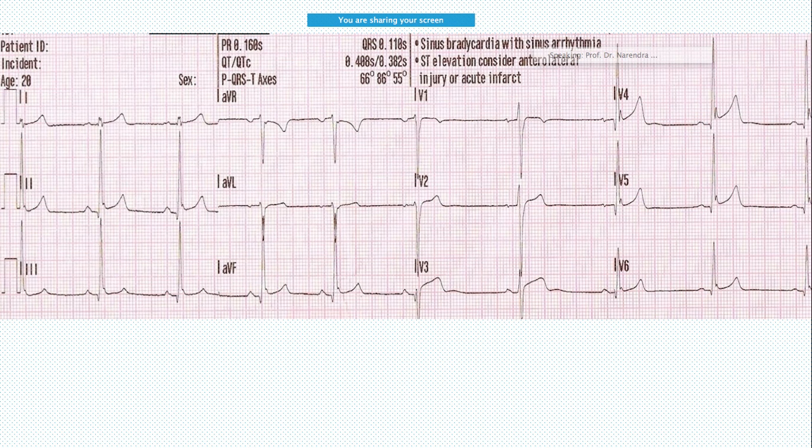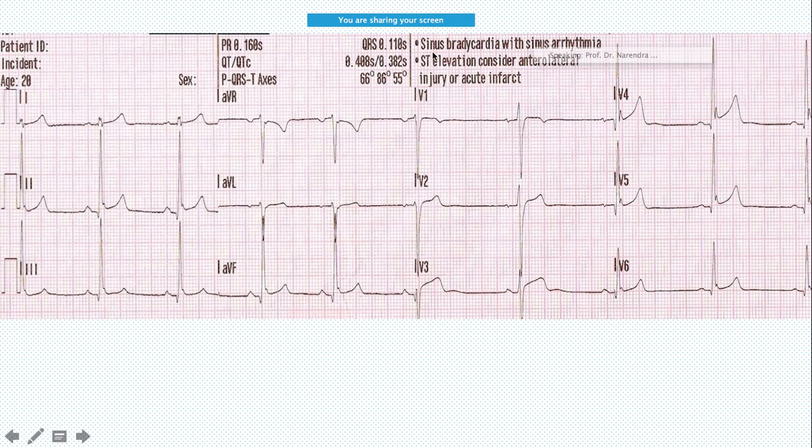This young person, as you can see, age 20 years, comes into the OPD or the polyclinic. Everything was said to be fine, and the person was told to go back home, without taking any history. But later, on careful examination, something else was noted. So what was it actually? And there was a family history of sudden cardiac death.